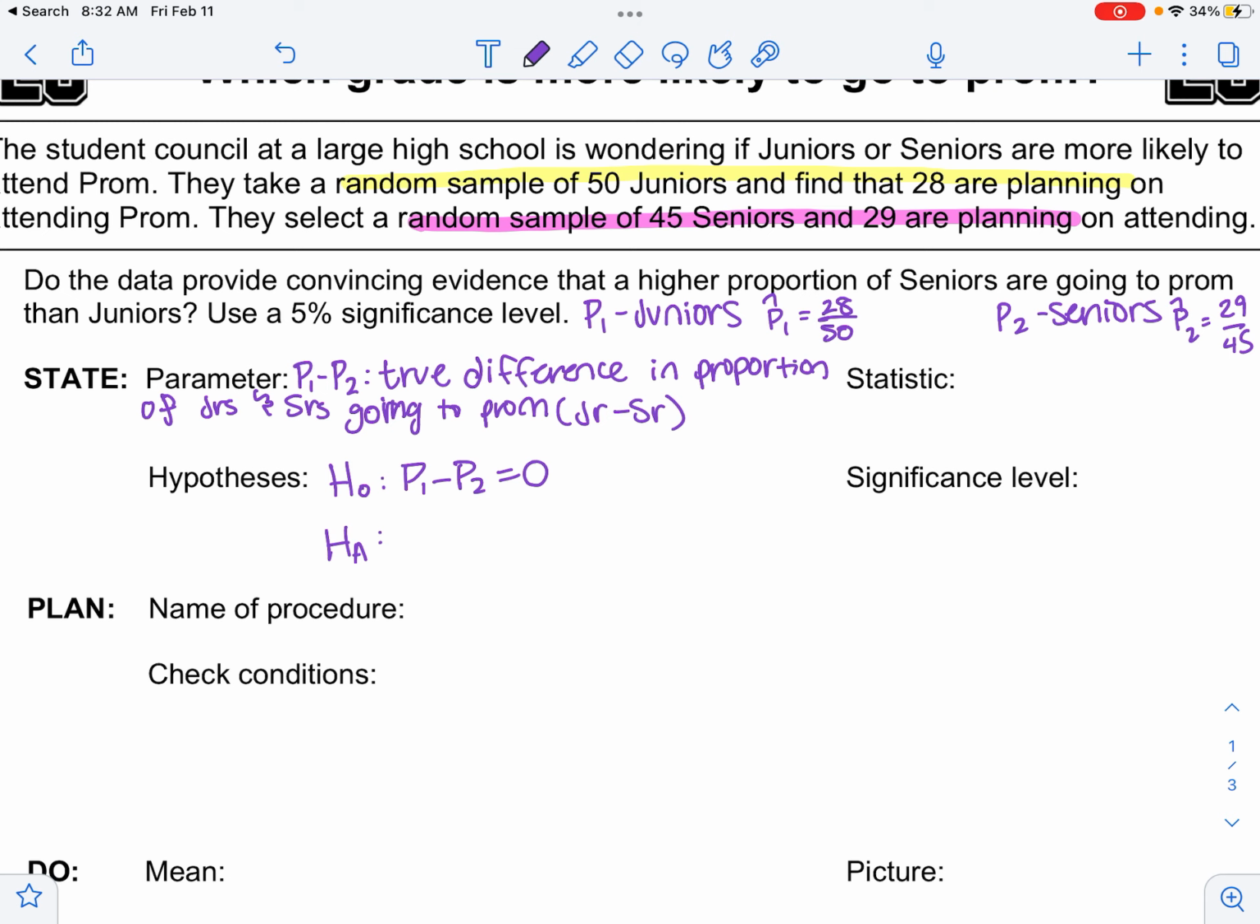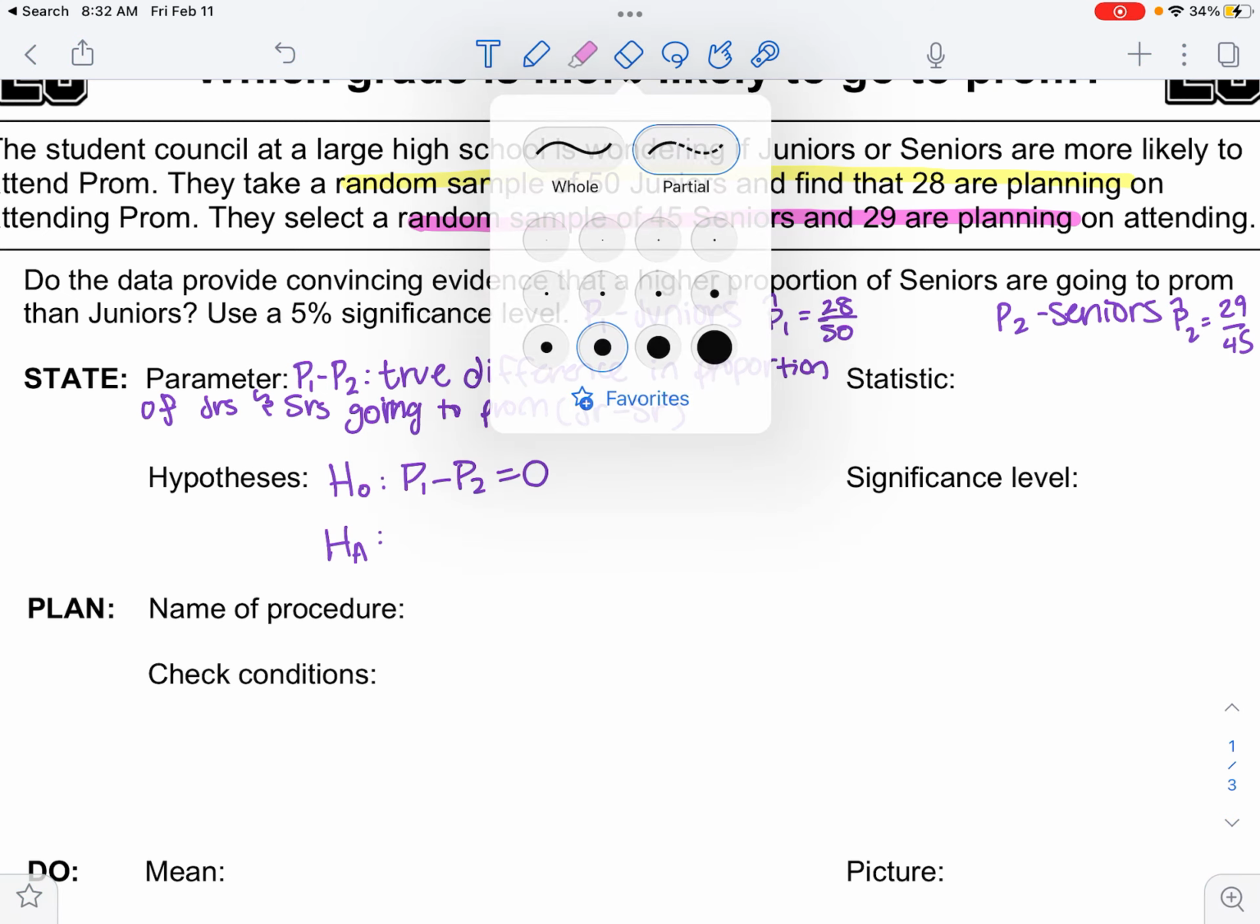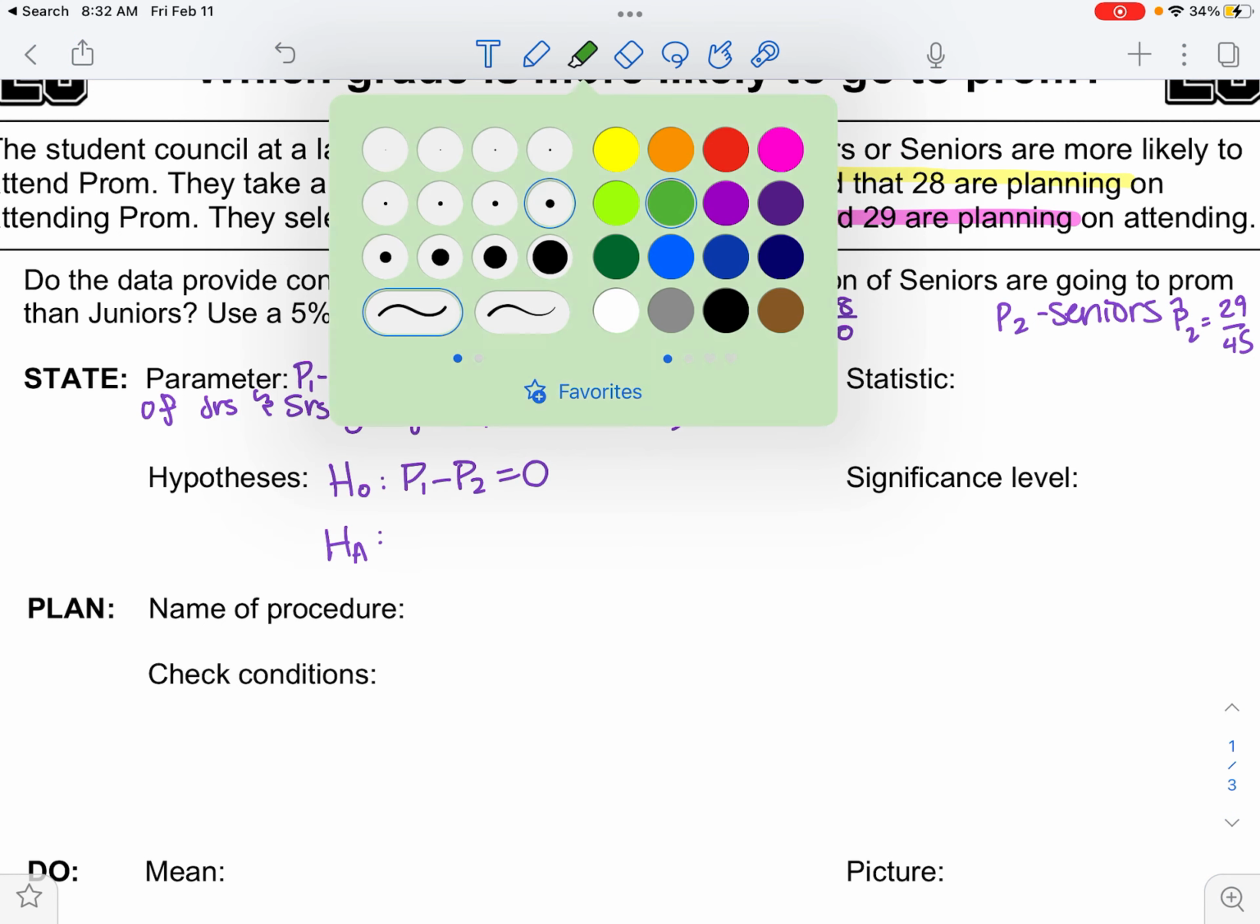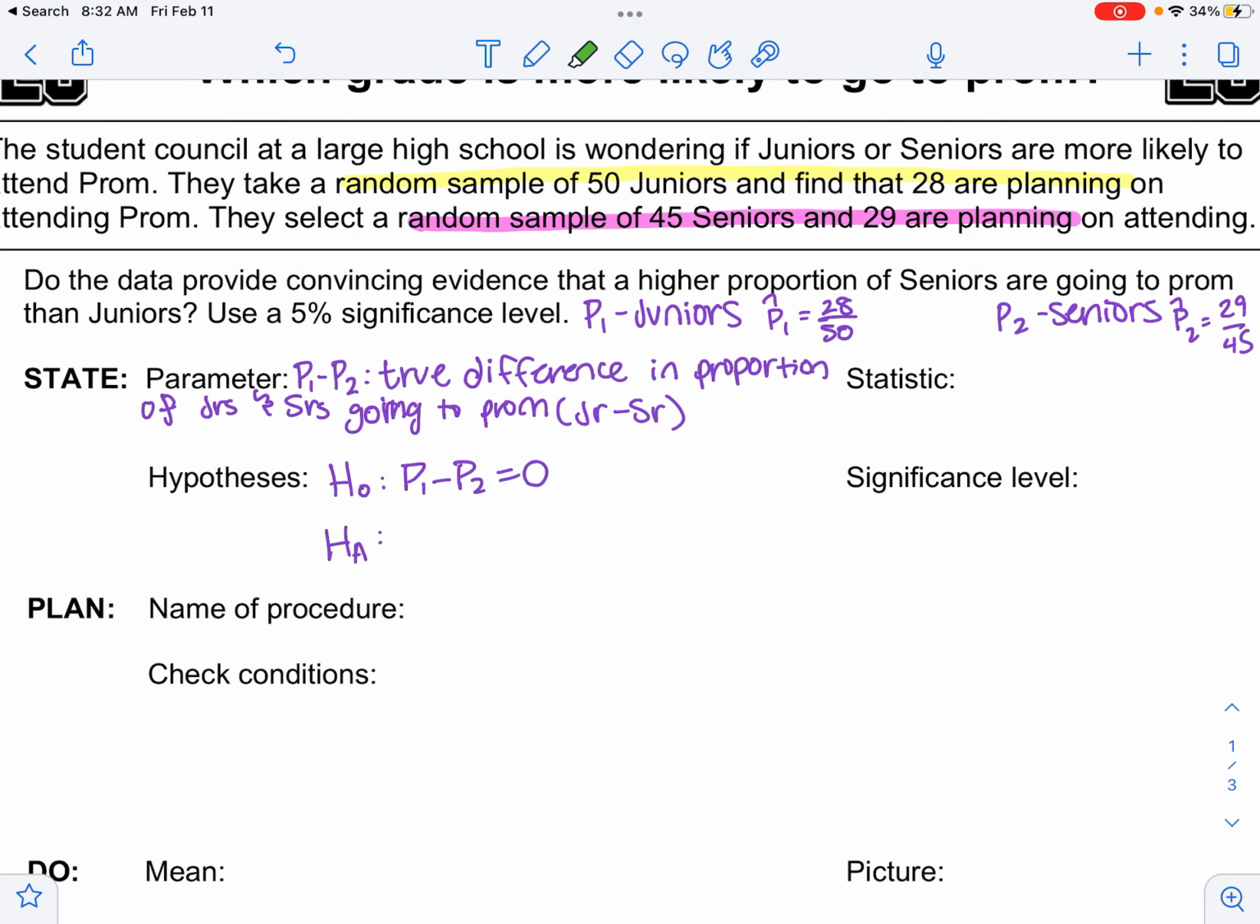The alternative hypothesis comes from the problem. In the problem we're asked, is there convincing evidence that a higher proportion of seniors are going to prom? Well, if seniors are higher, remember, seniors we've defined as P2. So if P2 is greater than P1, what's going to happen when I subtract P1 minus P2? It'll be a negative number.